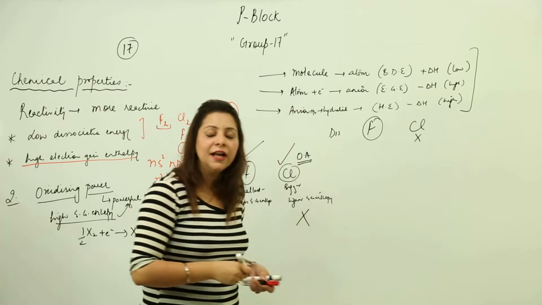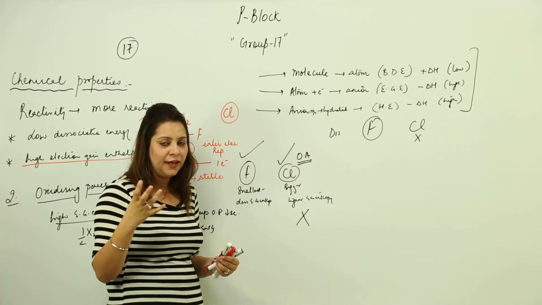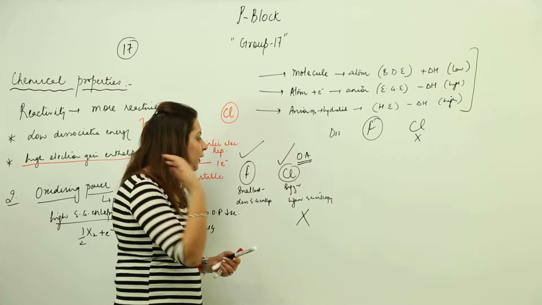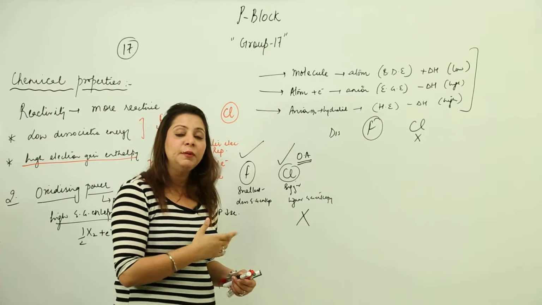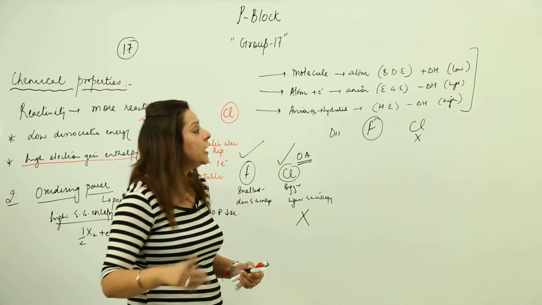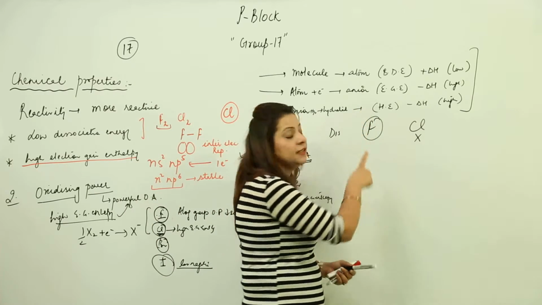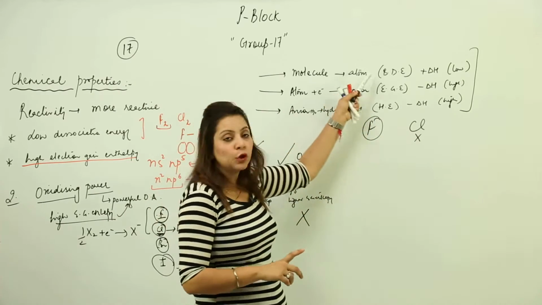So this is the reason that fluorine is the best oxidizing agent, even though it possesses less electron gain enthalpy. Still, it is a powerful oxidizing agent because the energy released in the second and third steps is much higher than the energy absorbed in the first step.